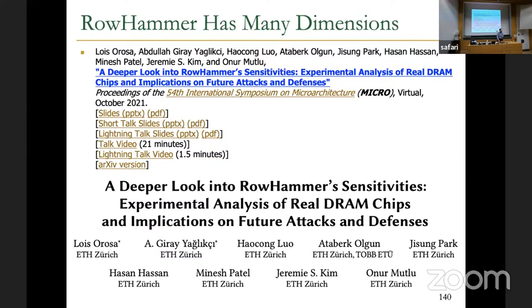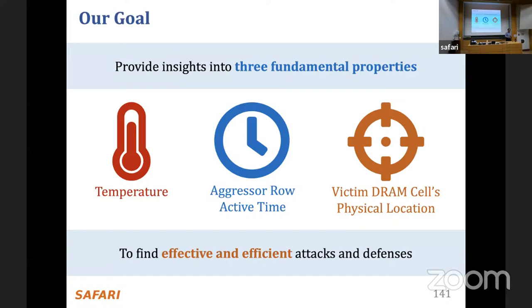But this paper looks at some things that are not studied in RowHammer as much, which is, what is the effect of temperature? What is the effect of aggressor row active time in terms of the vulnerability? And what is the effect of physical location of the DRAM cells? Like, what is the physical variation? And if you understand these properties, again, from the attacker's hat, you can be a better attacker. From the defender's hat, you can be a better defender. And it turns out understanding these is actually very interesting.